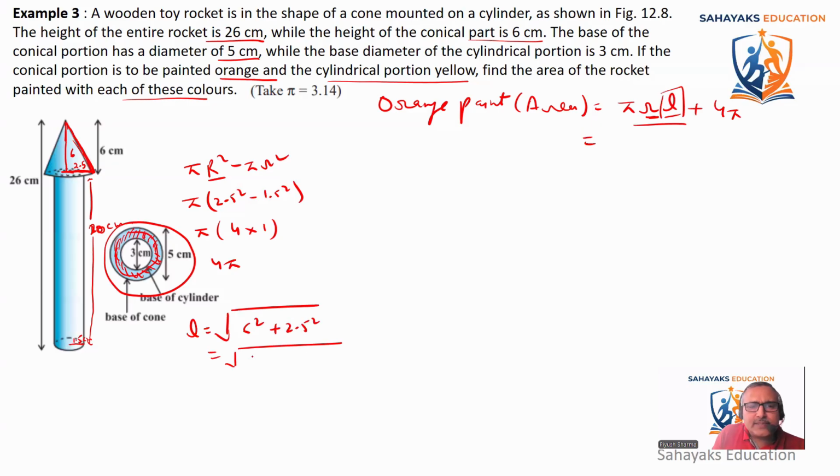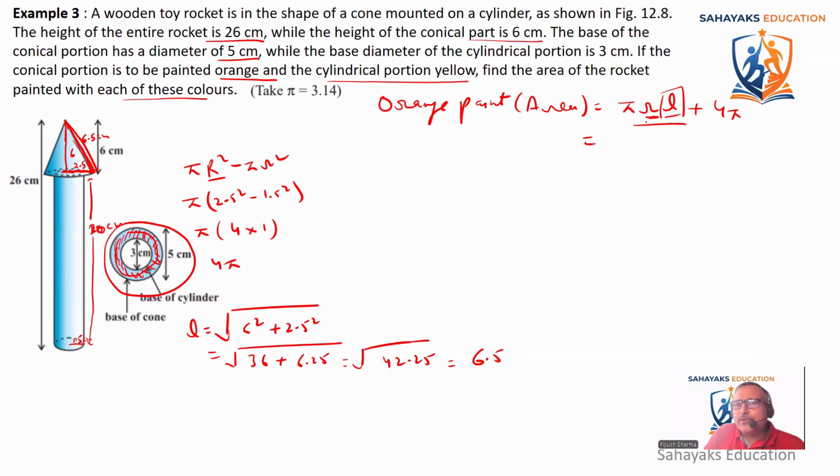So 6 square is 36 plus 2.5 square is 6.25. So it comes as the square root of 42.25. 42.25 is the square of something, I'll just figure it out. So it's the square of 6.5. Okay, this answer comes to be 6.5. So the L is 6.5. This distance is 6.5 centimeter.